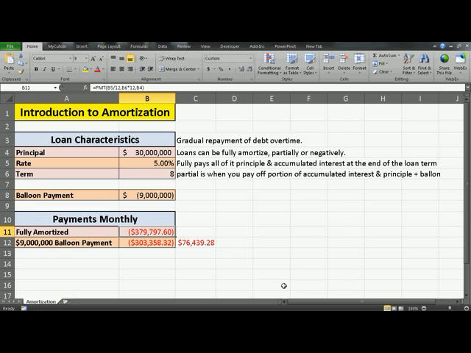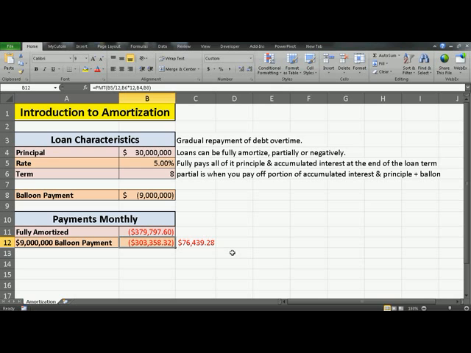Here you can see a fully amortized loan monthly payment is about $380,000, whereas a partially amortized loan has a payment of $303,000 a month. The idea here is to understand that if you pick a fully amortized loan, chances are your monthly repayments will be higher than a loan which is partially amortized and has a balloon payment at the end of the period.